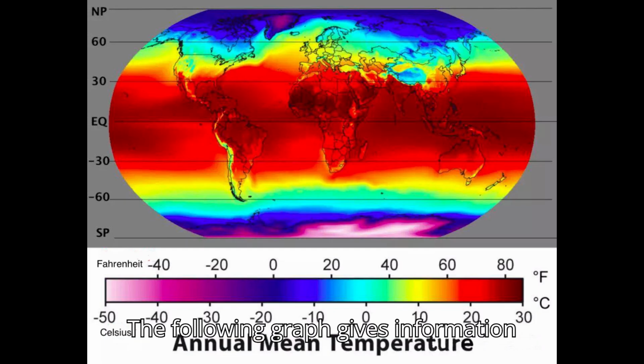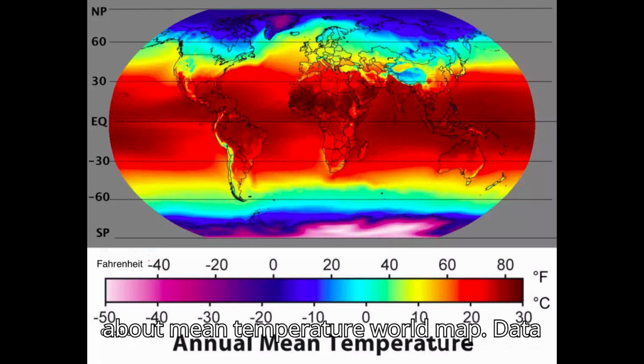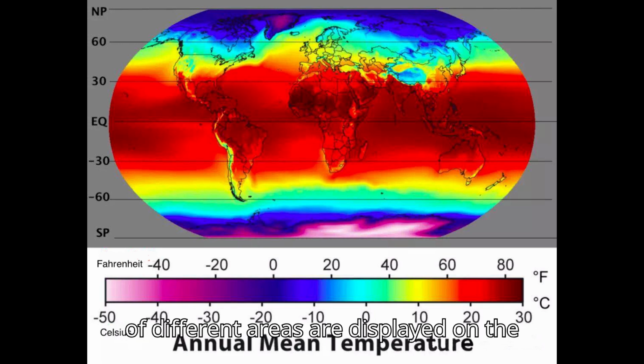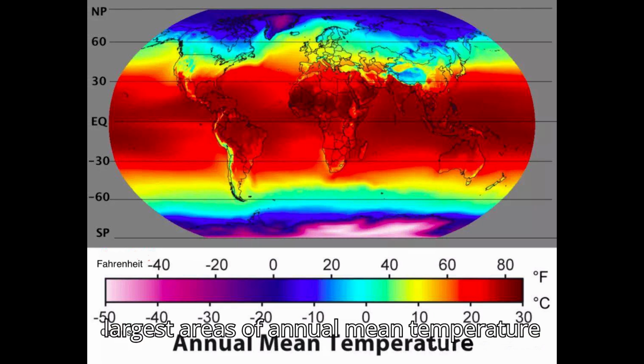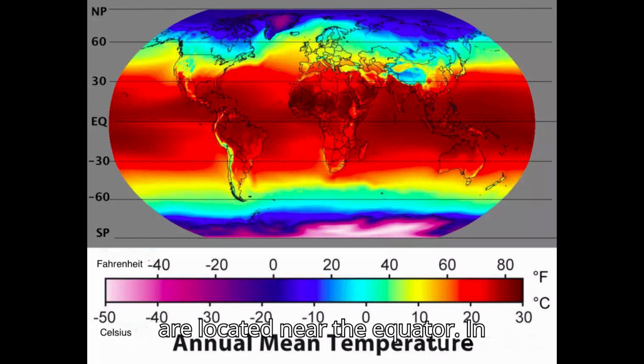The following graph gives information about mean temperature world map. Data of different areas are displayed on the map. According to this graph, the largest areas of annual mean temperature are located near the equator.